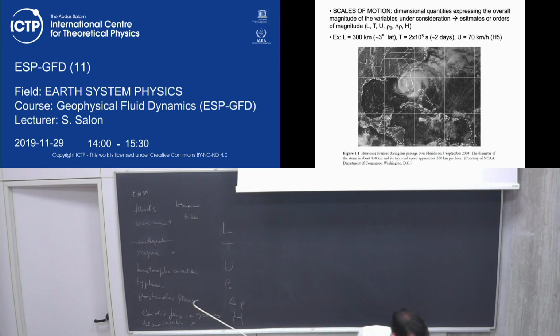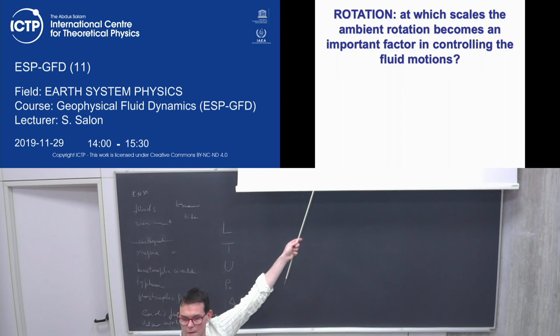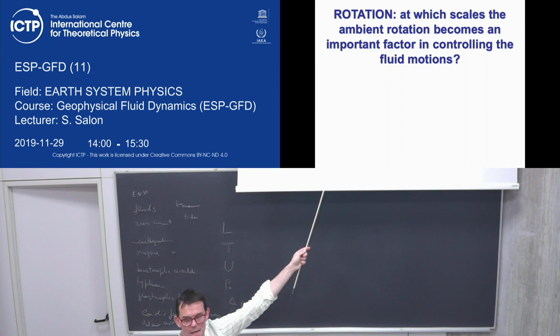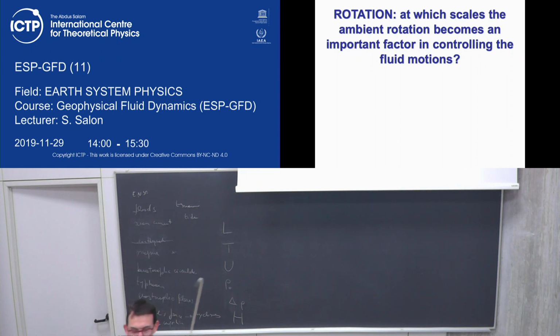The fourth question that today we want to think about is this one. We talked about rotation and stratification, right? These are two very, very important players in GFD. So the question is, at which scale does the ambient rotation matter? What is the ambient rotation, according to you? Let's move to Coriolis a little bit later, but yes, it is the rotation.